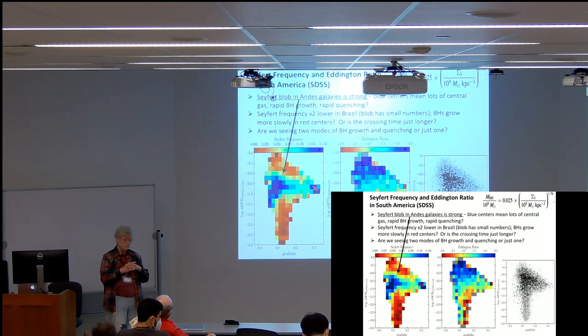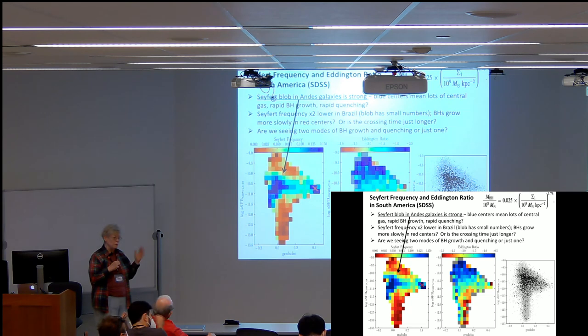A question about this last part here. A story that people often told is about the simultaneous evolution of star formation and black hole growth. This picture, though, seems to suggest that black hole growth occurs just before galaxies quench, and there's a disconnect between star formation and black hole growth. Can you comment? Well, this is the point where black holes become visible.